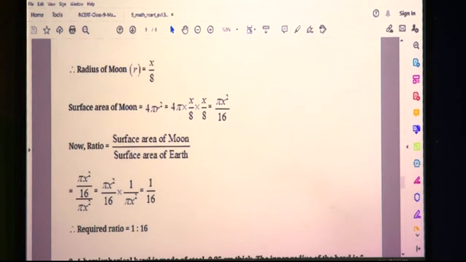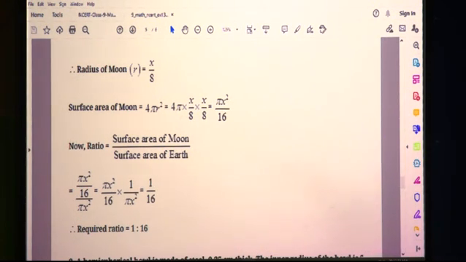Now, ratio is equal to surface area of moon upon surface area of earth, pi x square upon 16 divided by pi x square, which is equal to what? Pi x square upon 16 multiplied by 1 upon pi x square is equal to 1 upon 16. Therefore, required ratio is 1:16.